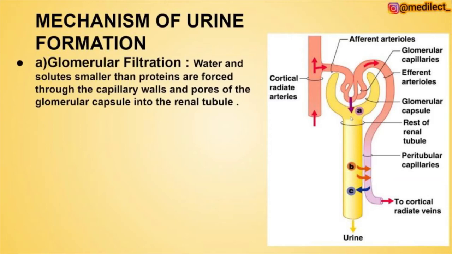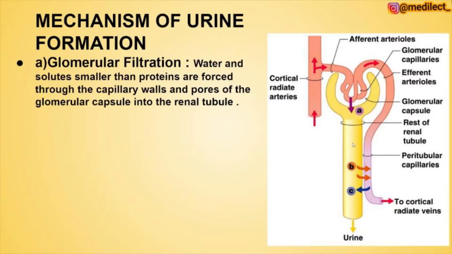Over here what happens? Water and the solutes smaller than the proteins are forced through the capillary walls. As you can see, these are the capillary walls. This is the capillaries. So they are forced through the capillary walls and the pores of the glomerular capsule into the renal tubule. This is the renal tubule. So this is the glomerular filtration step.